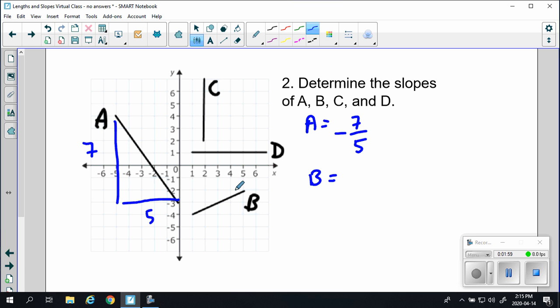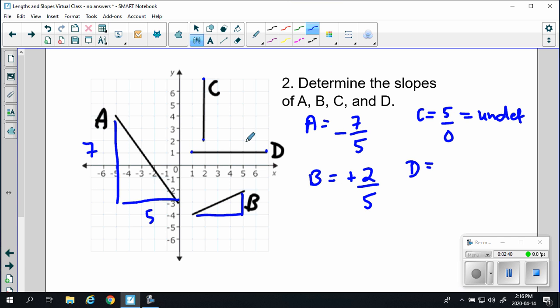B, on the other hand, is rising from left to right, so it would be a positive slope. And let's just check the rise, which is 2, and the run, which is 5. So that's positive 2 over 5. The slope of C, we're looking at a rise of 5 and a run of, well, I would say 0 from those 2 points. But you cannot divide by 0. So what we're seeing with this particular line is that the slope is undefined. And that's true of all vertical lines.